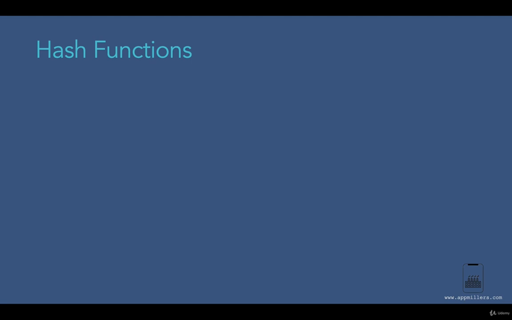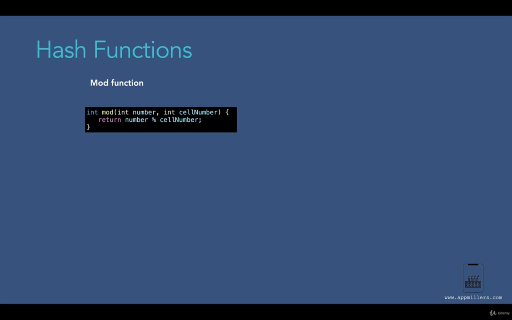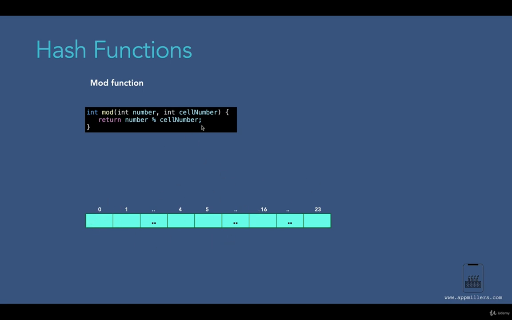So let's look at the first function. In this case, we will use the mod function, which works for only integer inputs. So what does that mean? Let's say this is our hash function. It's going to take as parameters a number and the number of cells that we have in our array. In our array, we have 24 cells because it starts from 0. So that's why the number of cells is 24. Whenever we are inserting an integer number into this array, we are going to divide that number by 24. Then we are going to get the remainder and insert the number at the index of the remainder.